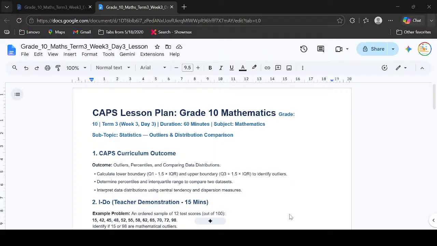Q3 minus Q1. Get the middle spread. Now multiply by 1.5. Keep it in your head. Lower fence, Q1 minus 1.5 times IKR. Minus 1.5 times IKR. If the number is below this, it's an outlier. Upper fence, Q3 plus 1.5 IKR. If the number is above this, it's an outlier.